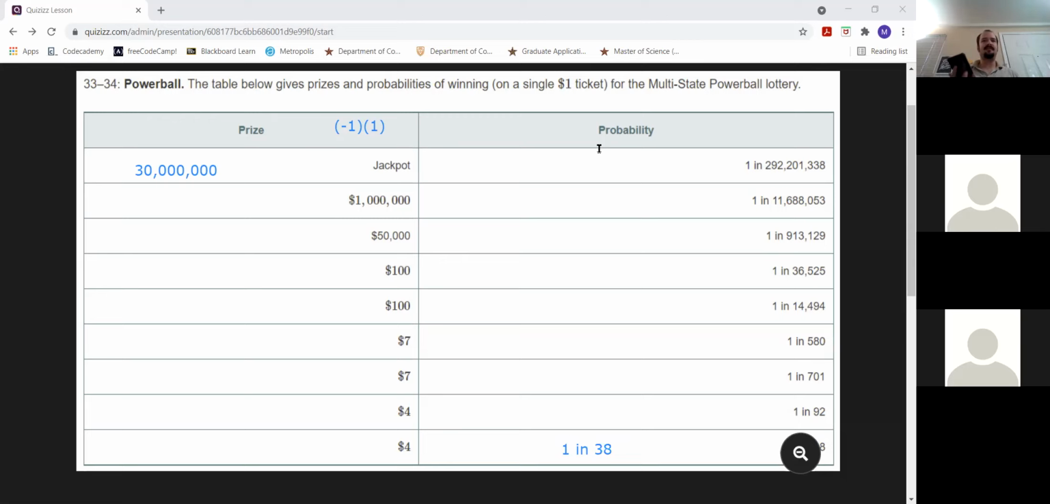Two decimal places, it's a money amount. Should be negative. You're buying a lottery ticket, you should expect to lose money.